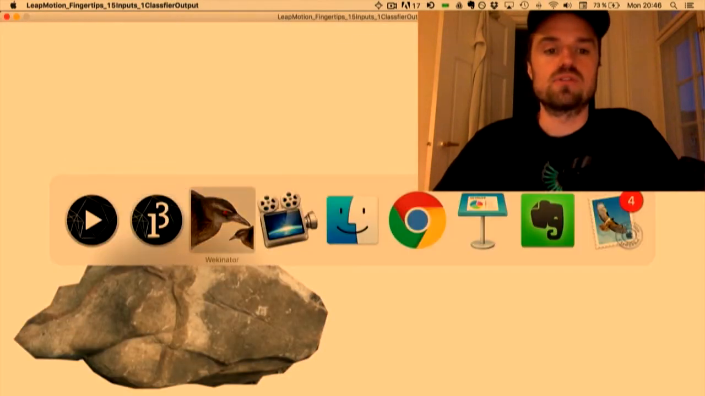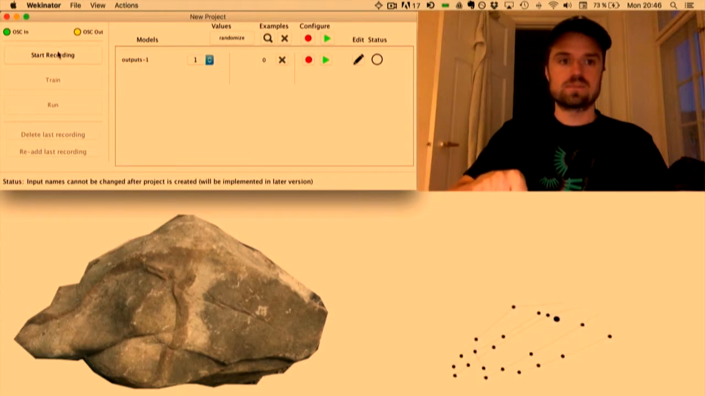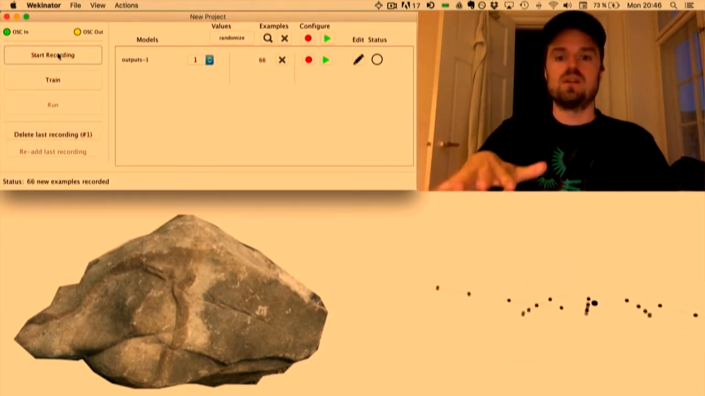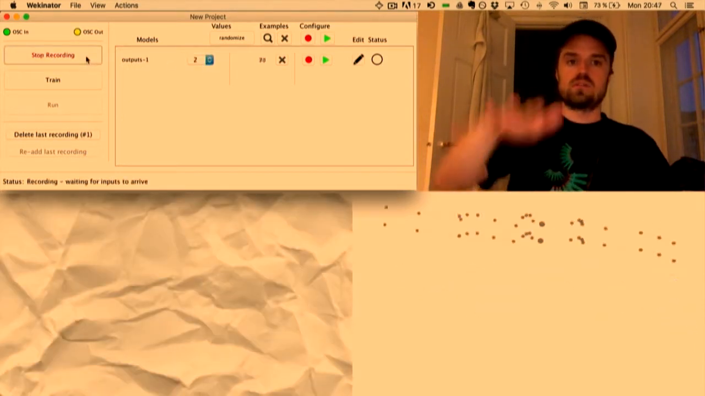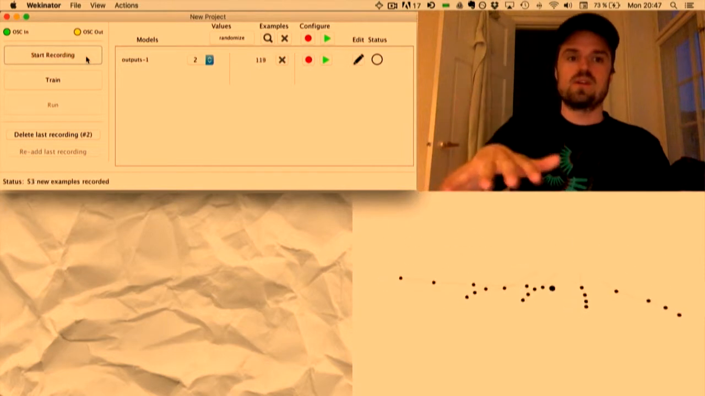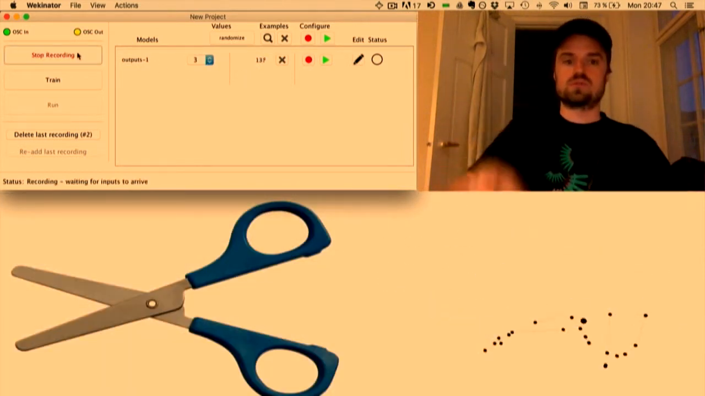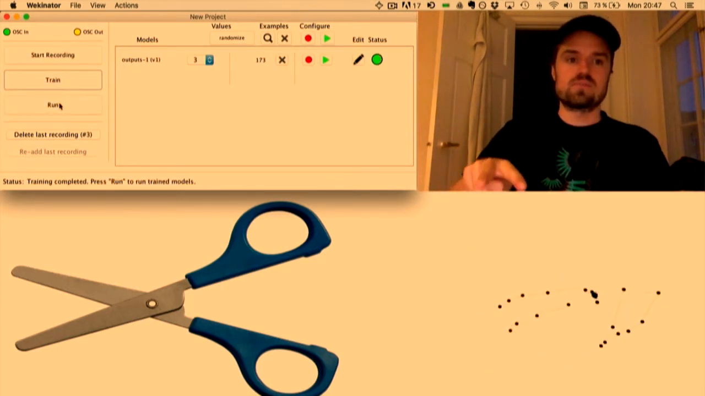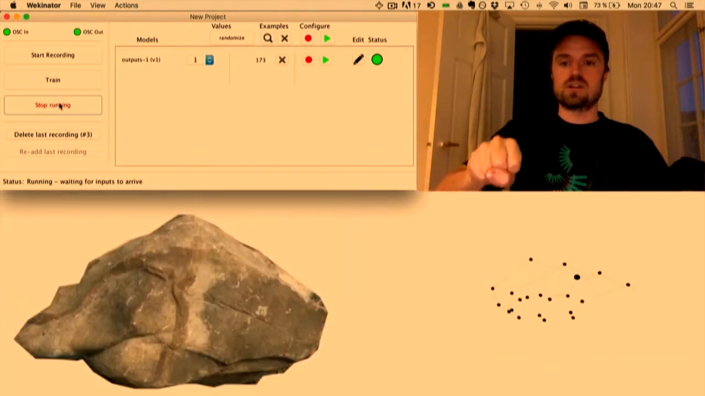First off, I'm going to train the rock. So the rock would look like this. I'm going to start recording examples of the rock. Then I have the paper. Record some of those. And finally the scissors. Record some of those. And then I can train and I can run. So we have the scissors, the rock, the paper, the rock, scissors, rock, paper.